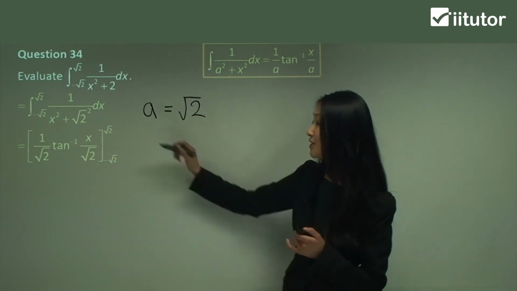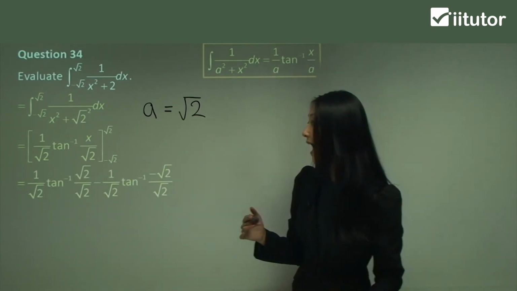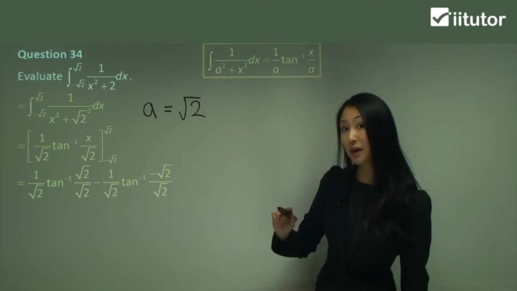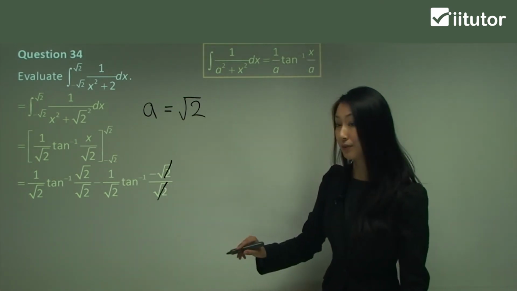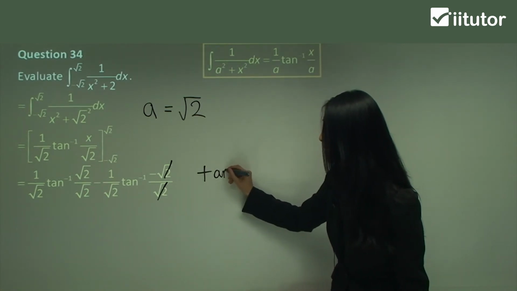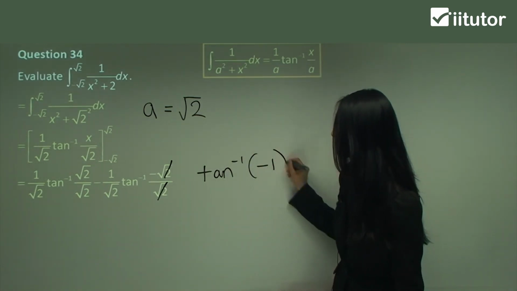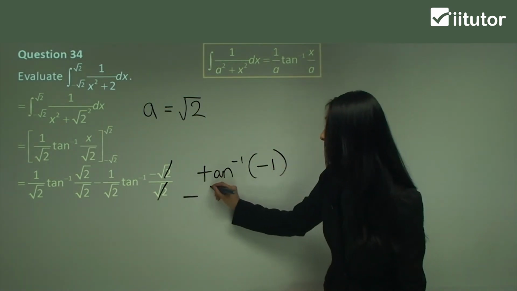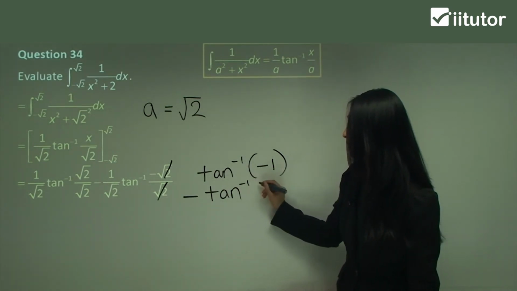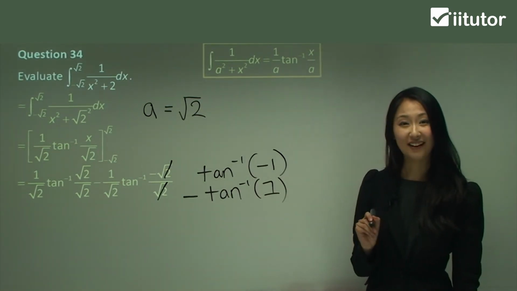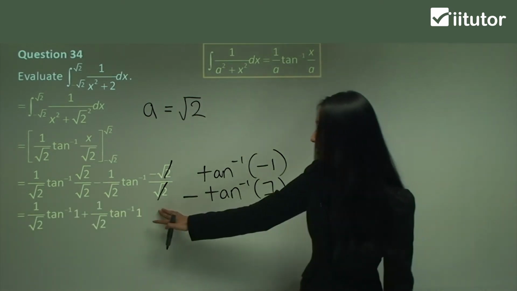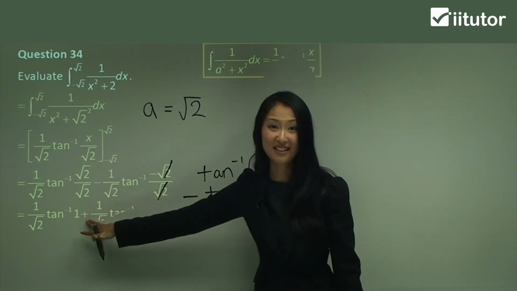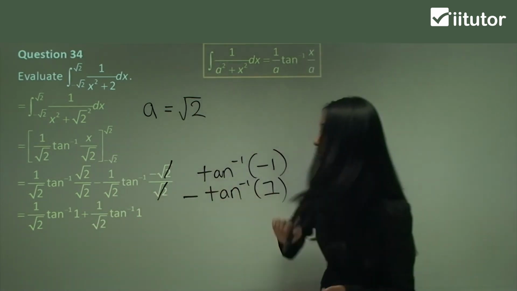Now just substitute in these. So I have square root 2 on square root 2 here, and here I have negative square root 2 on square root 2. So that's just going to cancel, and that's going to leave me with inverse tangent of negative 1. And remember, with inverse tangent of a negative, you can essentially just take the negative out. So that just equals inverse tangent of 1. Because we have a negative here and a negative in front of that whole thing, I can just make it a positive. So that's how we get from this step to this step over here.